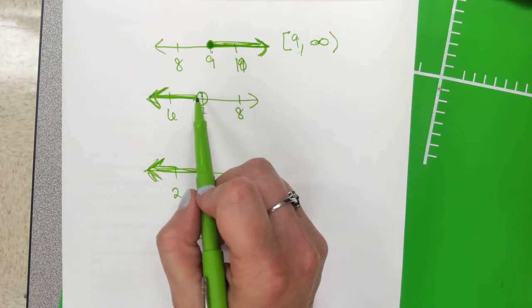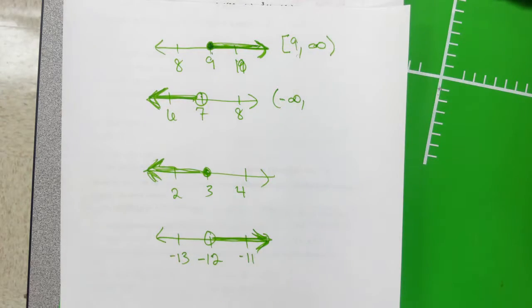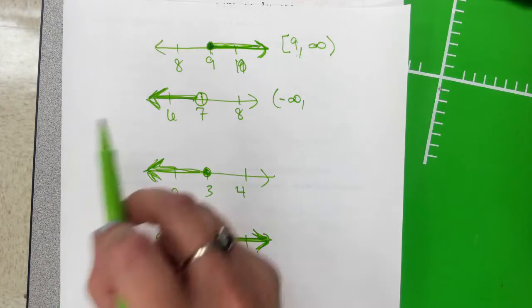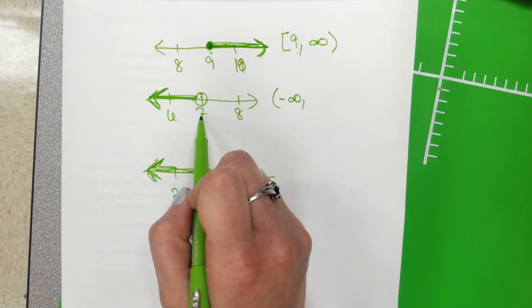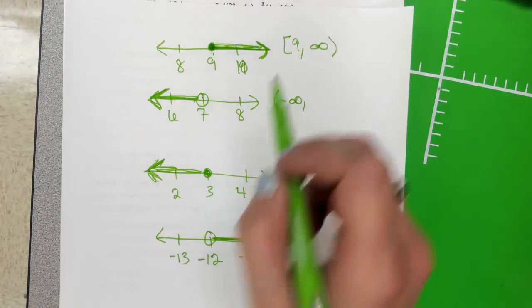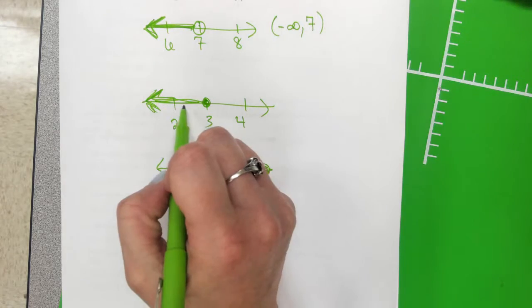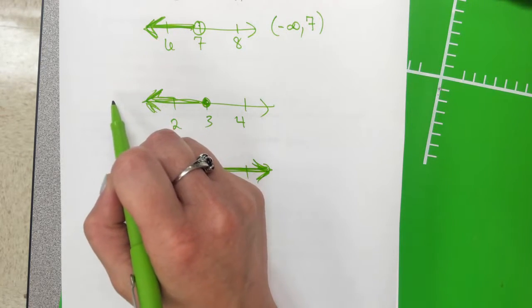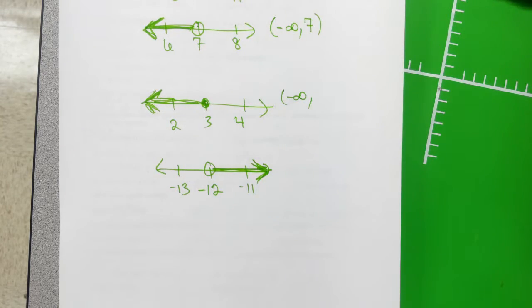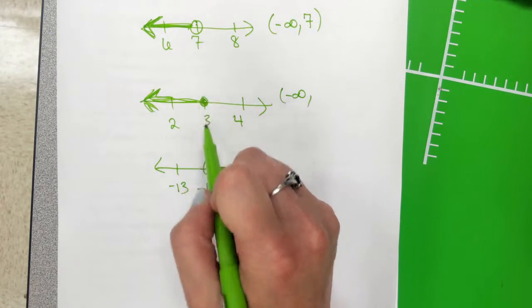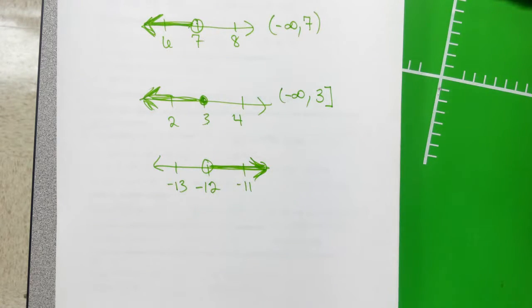All right, let's do the next one. Left to right. Where's it going to the left? Negative infinity, and infinity always gets a parentheses. Then how far to the right does it go? 7. It doesn't go any further past 7. Open dot, so you get a parentheses. All right, let's look at this one. Where's it going to the left? Which infinity? Negative, because it's going to the left, and infinities always get a parentheses. Where does it stop on the right? 3. What does it get on 3? Bracket.